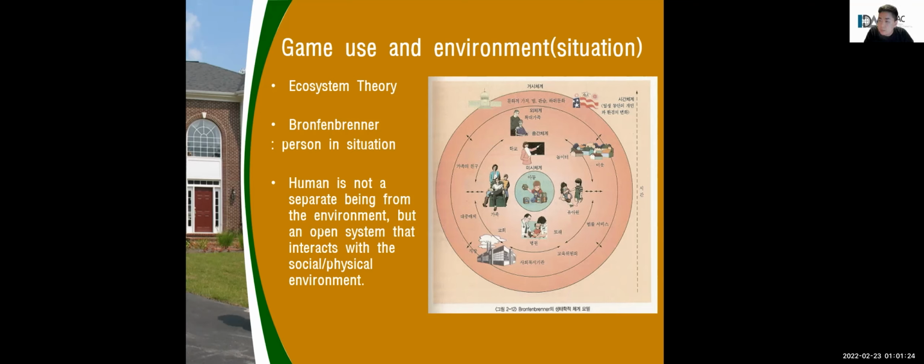Let's see the game use and environment. This content is closely related to the ecosystem theory presented by Bronfenbrenner, and the keyword of this theory is person in situation. This means that a human is not a separate being from the environment, but an open system that interacts with the social and physical environment.